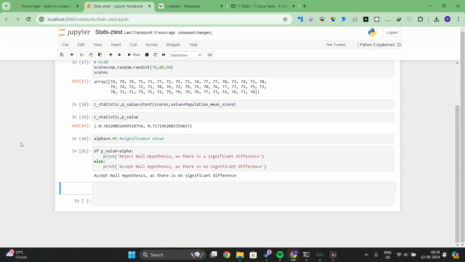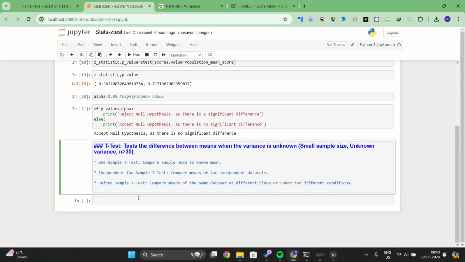If the p-value is less than the significance value, or the alpha value which is set, we are going to reject the null hypothesis and accept the alternate hypothesis. If the p-value is greater than 0.05, we are going to accept the null hypothesis, stating that there is not much significant statistical difference. So let's get into it.